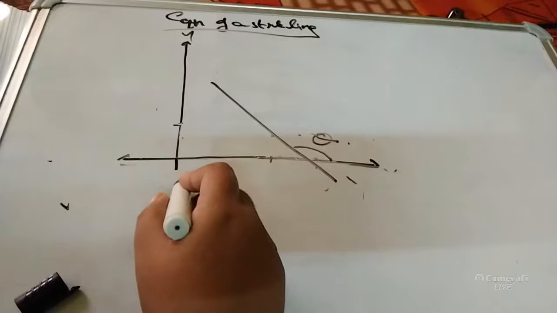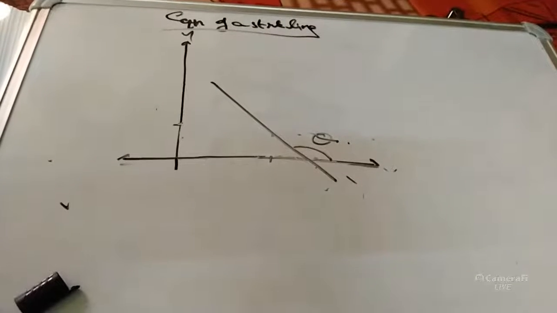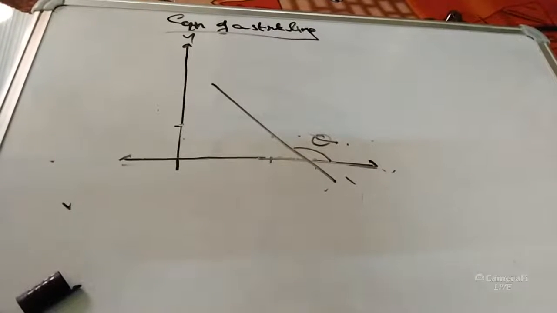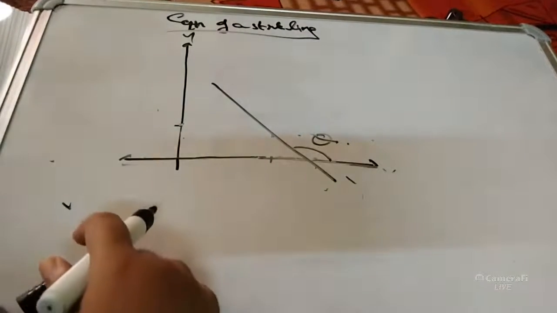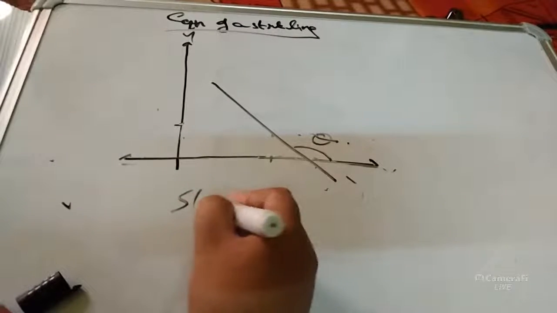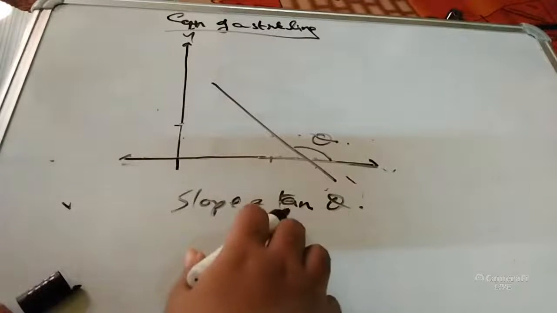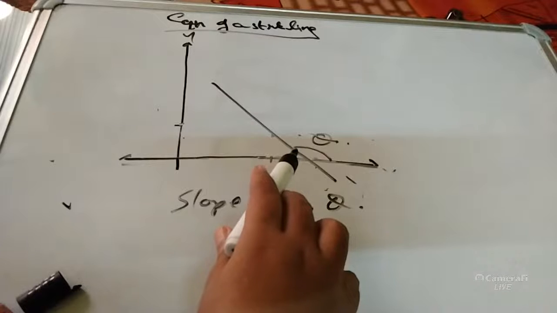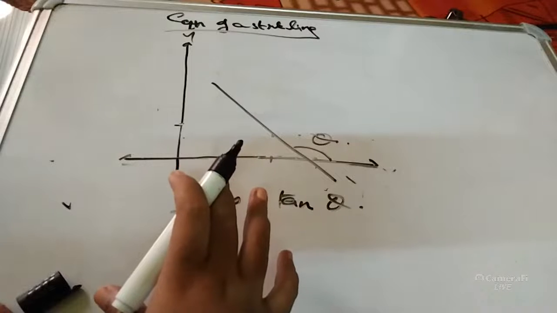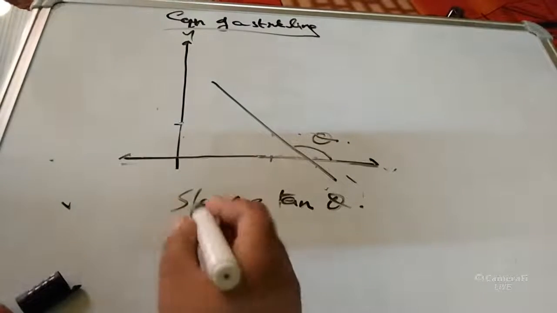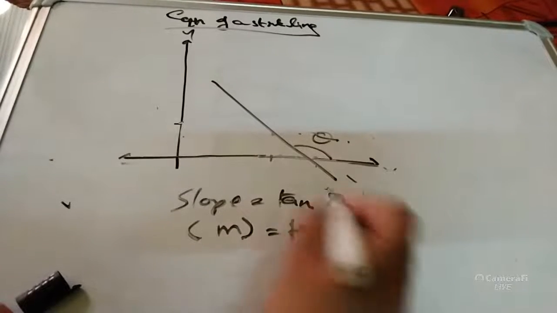Now if the angle of inclination is theta, then how can we find out the slope? We can find out the slope by finding the tangent of theta, that is tan theta. If we find tan theta of this angle of inclination theta, then that will be our slope or gradient. The alphabet with which we denote slope is m. So m is equal to tan theta.